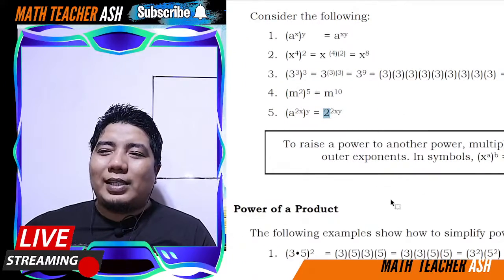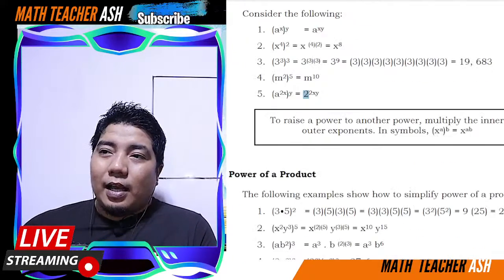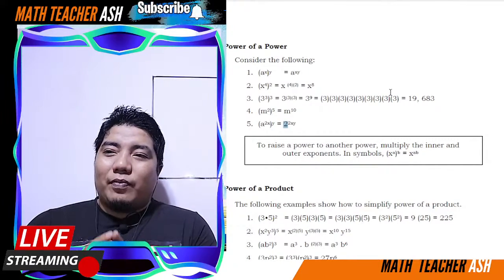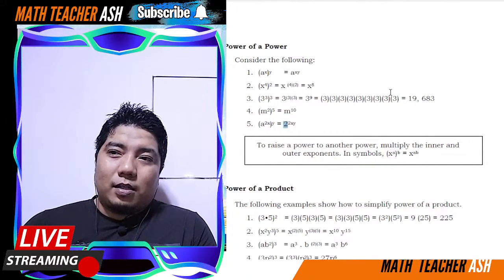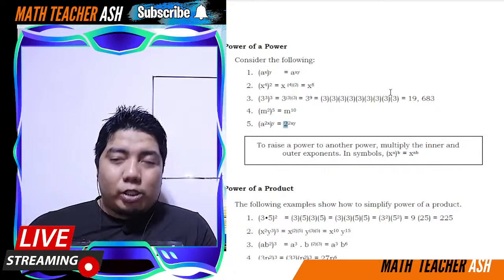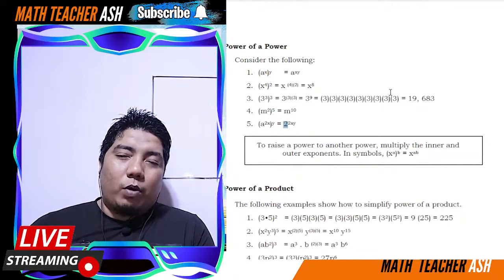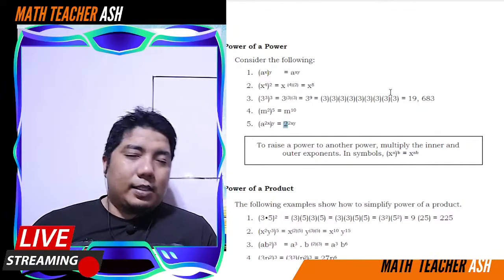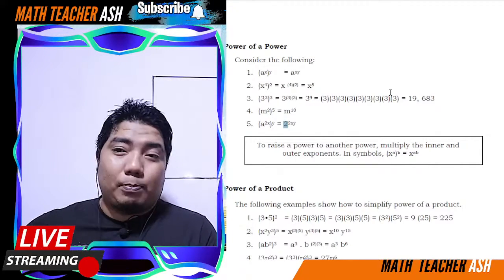So, what can we simplify about this rule or this law? When you have a base that has an exponent and then raised to another exponent, or a power raised to a power, what you will do is you just copy the base and then you multiply the exponents.